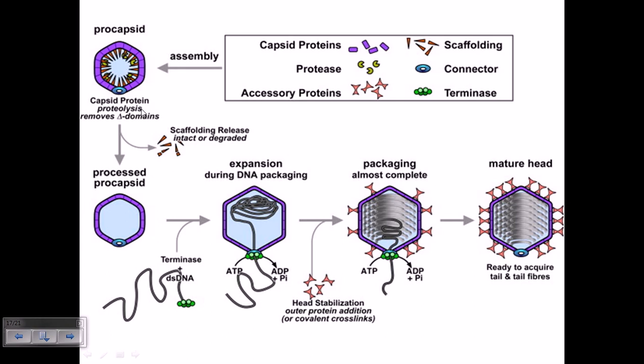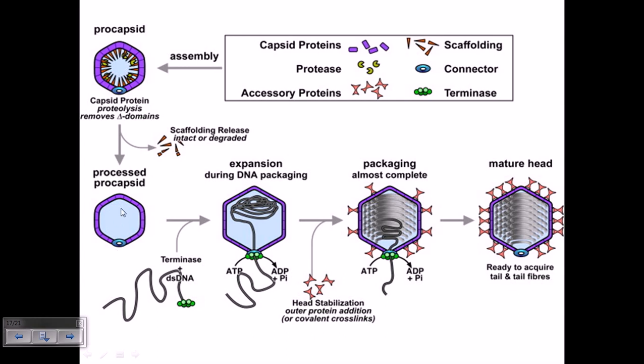Now, the capsid protein is proteolyzed to remove the delta domains from it, and then the connector will come here. The scaffold proteins must be removed because they are not part of the structural integrity. They are only helping this organization. So they will be proteolyzed using protease enzymes and cut away. Then what we get is a processed procapsid, after cutting the scaffolding out.